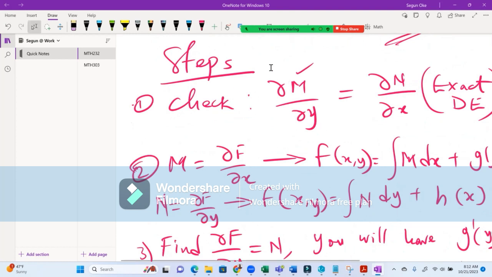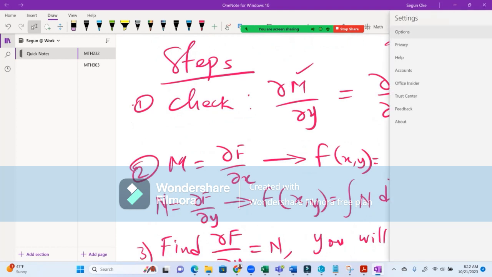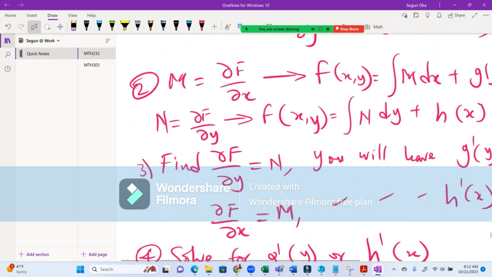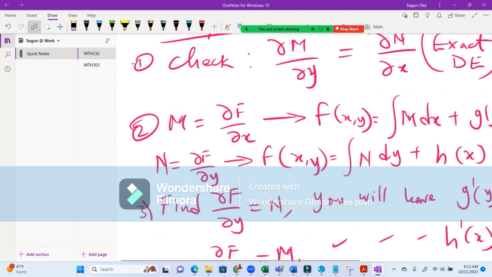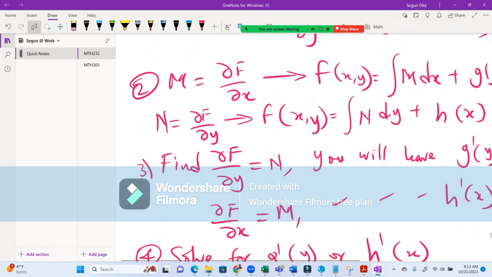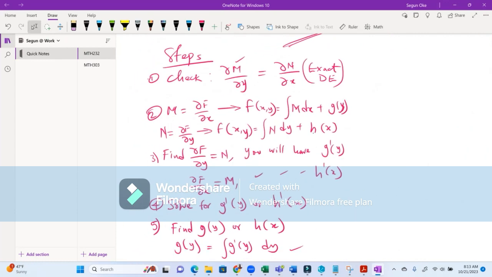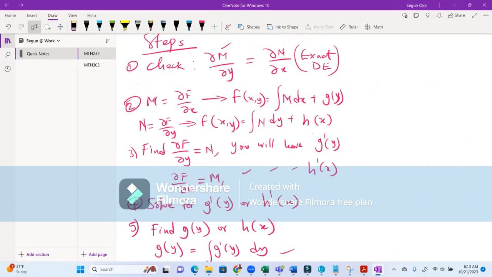Then after establishing this, I need to integrate M with respect to x. If I can integrate this, what do I get? So if I can integrate this, what do I have? I believe you can see the screen very well.